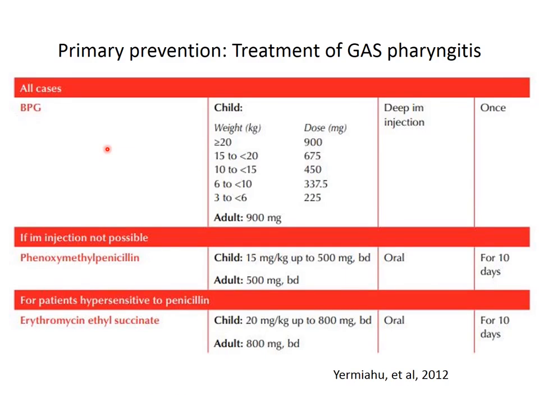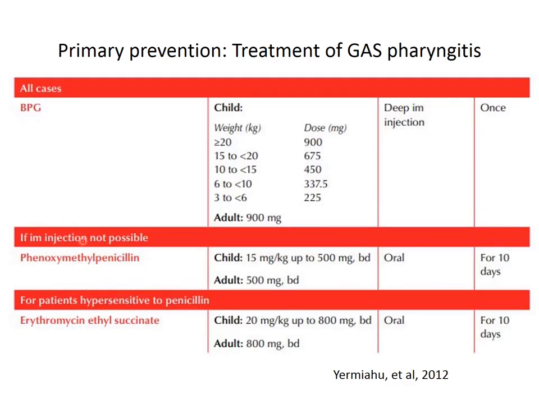Primary prevention is treatment of group A strep pharyngitis before the onset of rheumatic fever, and that may be a benzathine penicillin G injection, one injection for the children, and you can see here the weight and the dose that you need. For adults even 900 milligrams is fine, a deep intramuscular injection once.